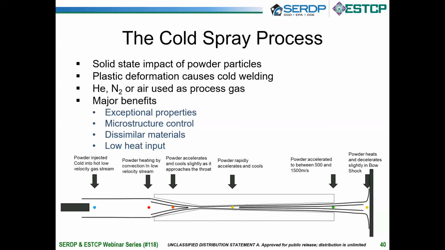In order to enhance the performance of the process, we do things like heating of the gas or using alternative gases. So instead of using air or nitrogen, we might use helium, for instance, which has a much higher Mach number and can achieve much higher velocities.